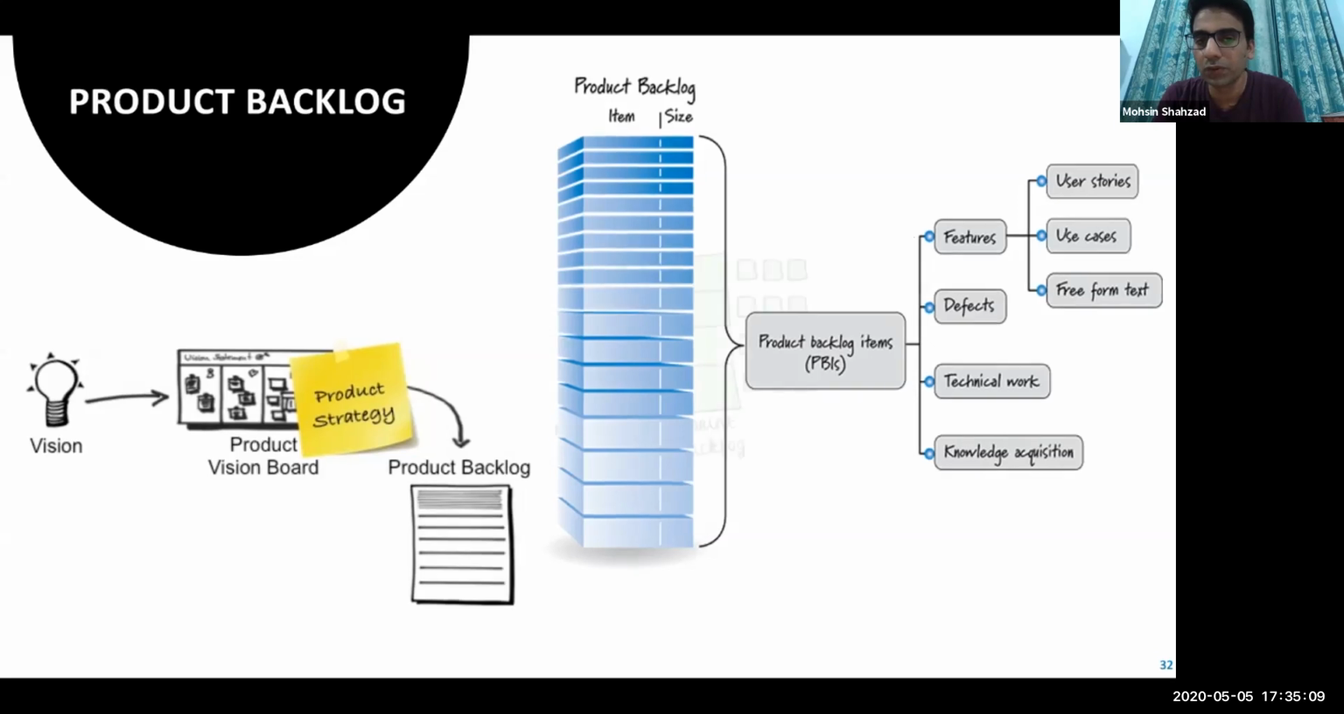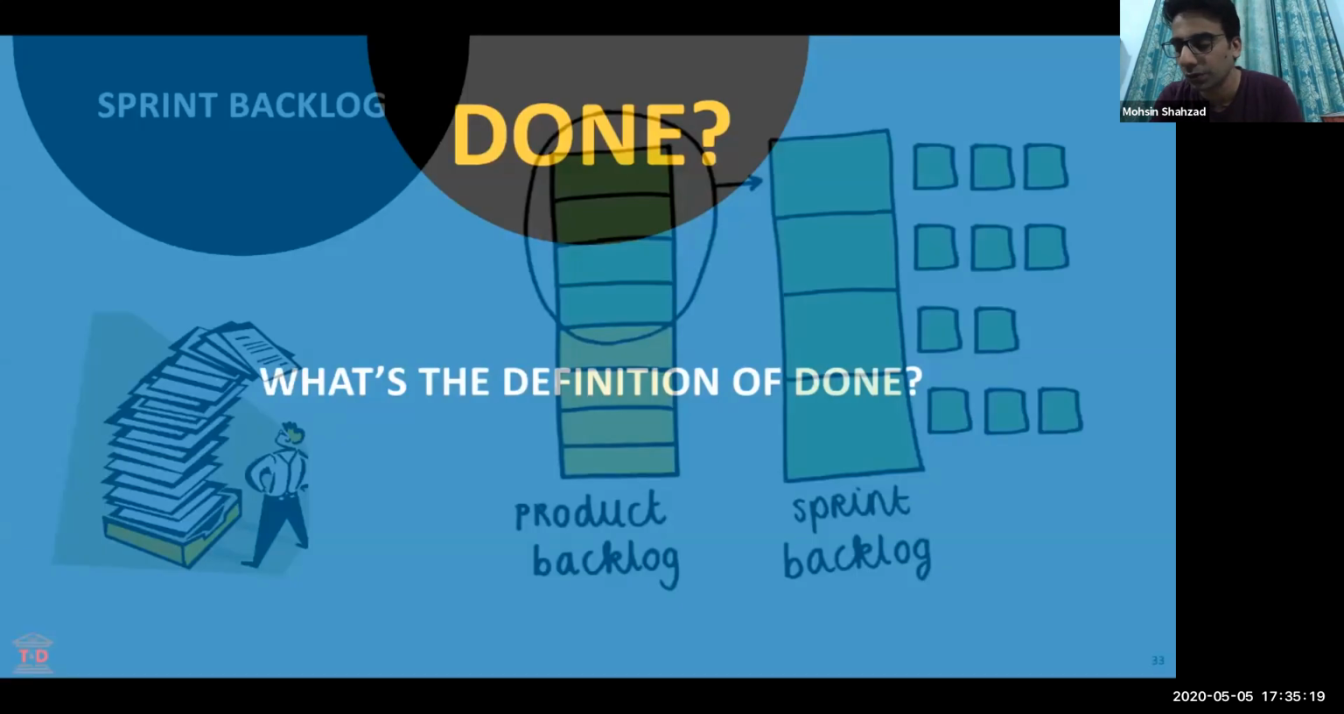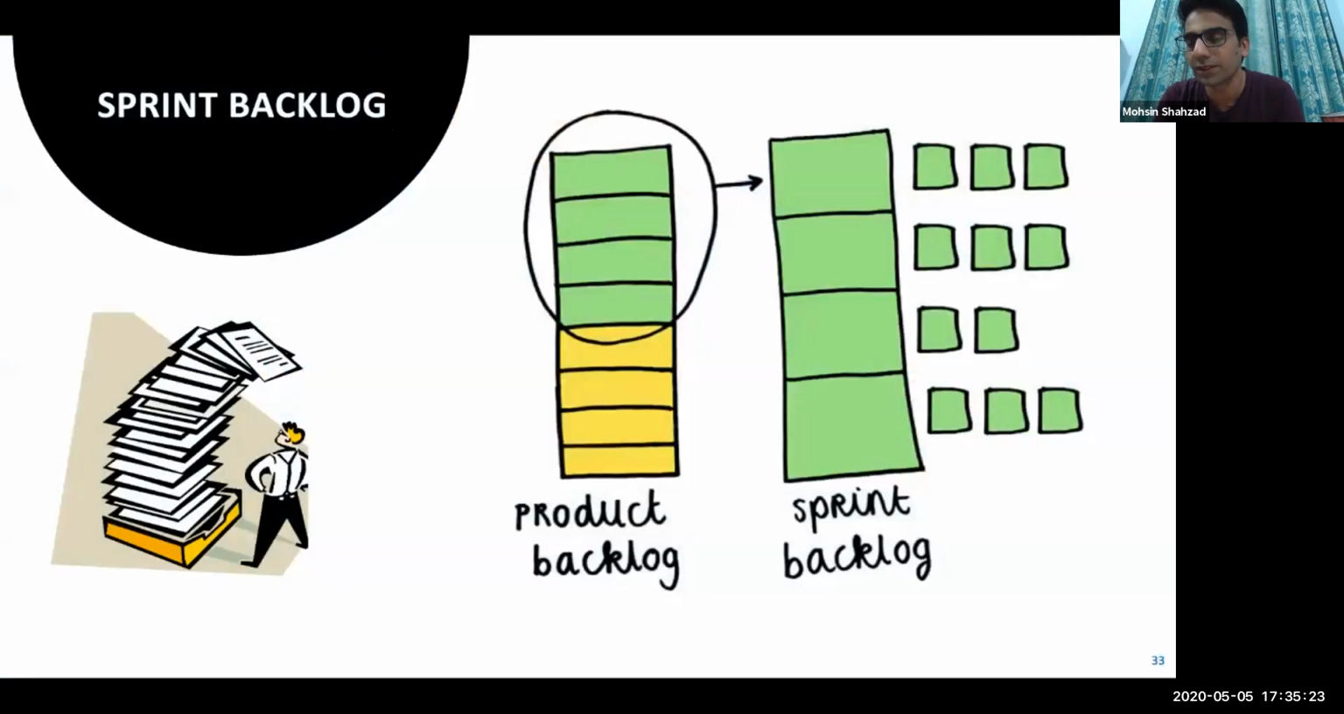Similarly, if we move on, there is a sprint backlog. We pick the top prioritized items from the product backlog, and that we call the sprint backlog. That's it. And last, it's not mentioned as an artifact over here, but the most important artifact is the done product increment.